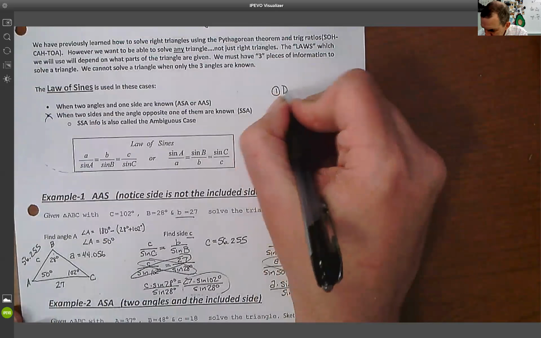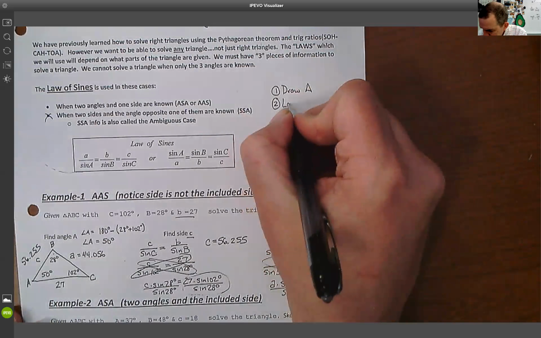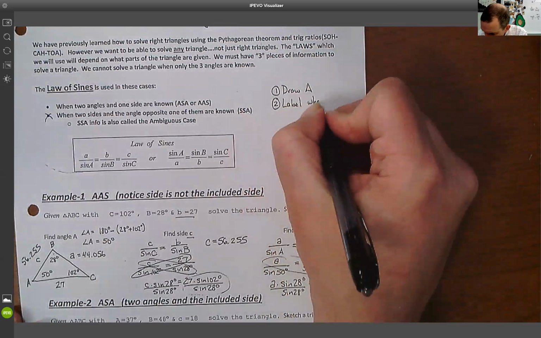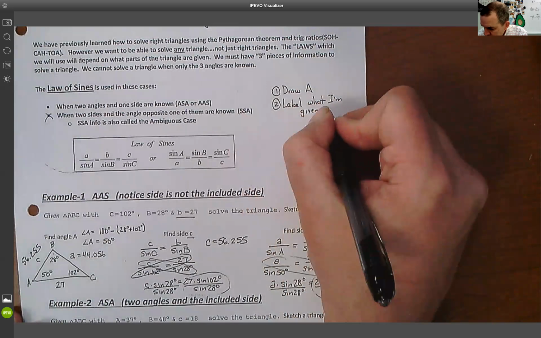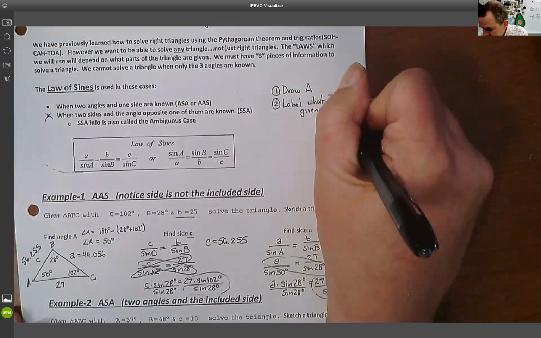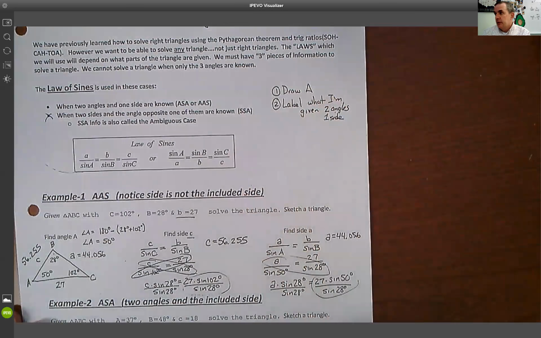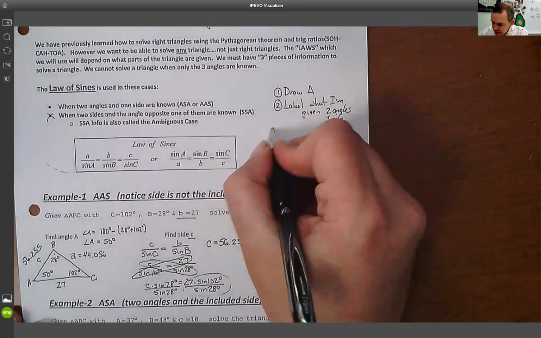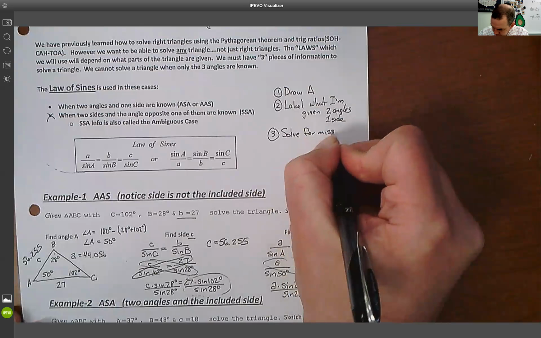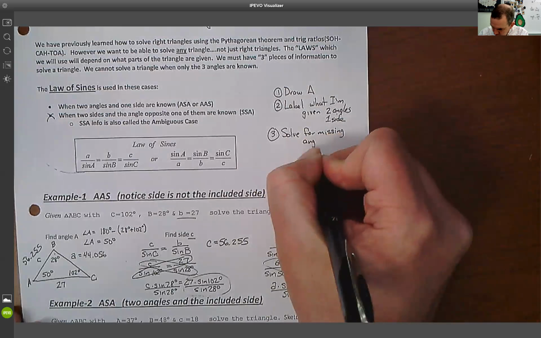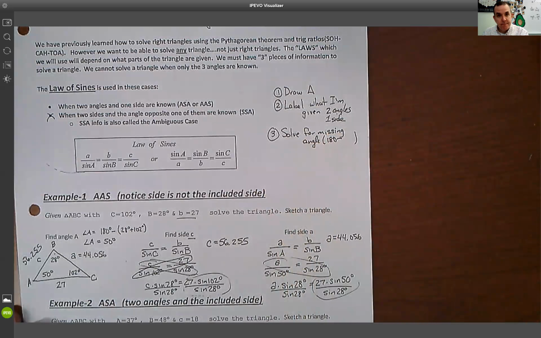So the way that I do this, and again, if you want to think about it, is first thing I'm going to do is draw my triangle. The next thing I'm going to do is label what I'm given. Typically, for law of sines, it's going to be given the two angles and the one side, and I'm going to label them. I am going to solve for the missing angle. And I do that with 180 minus whatever those two angles are.